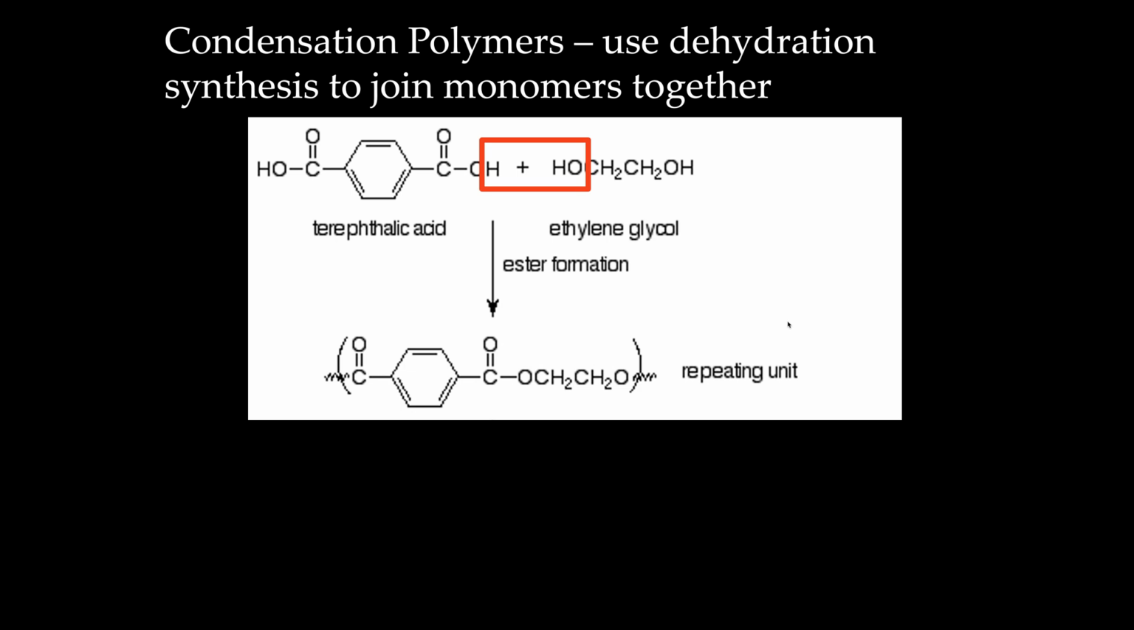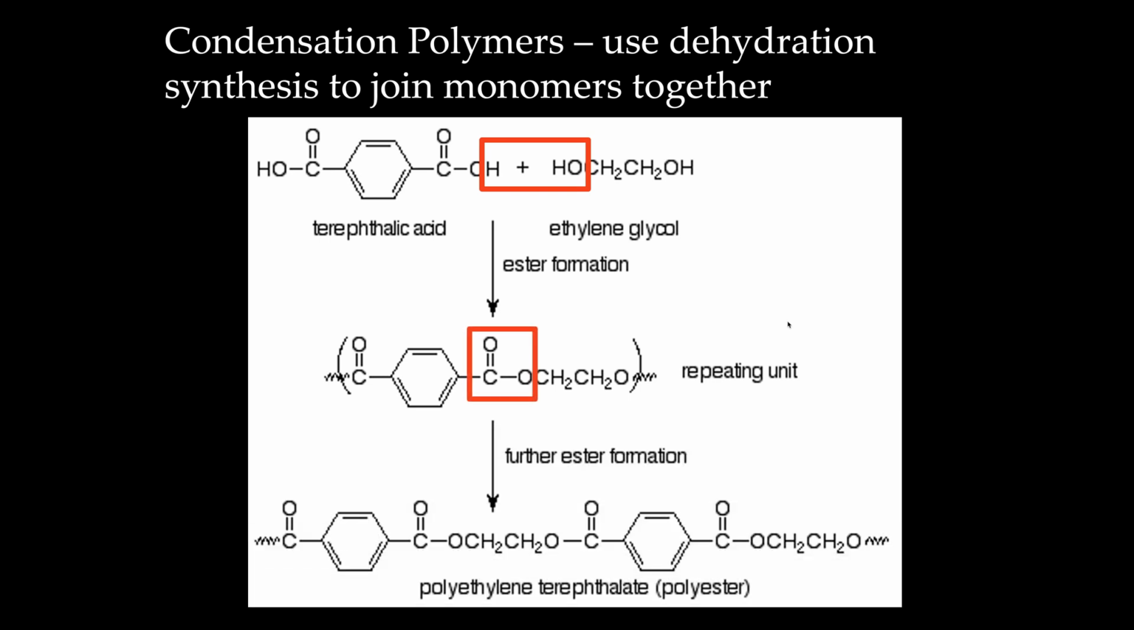By the way, when you react an acid with an alcohol, you form what's called an ester. And when you make a polymer out of an ester, you make what's called polyester. Polyethylene terephthalate. Its recycling symbol is PETE, peat. Polyethylene terephthalate. Polyester. By the way, there are naturally occurring polymers like wool and cotton and DNA.